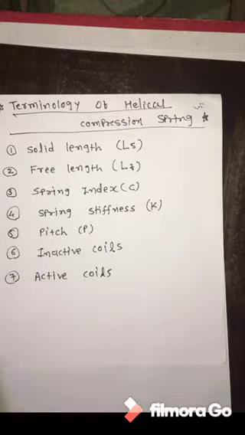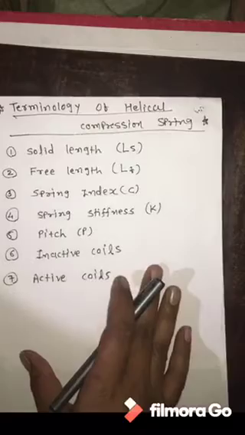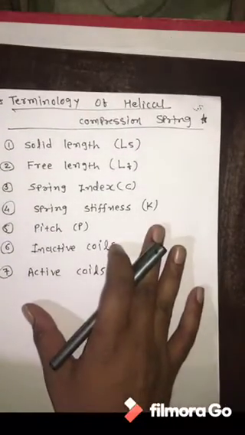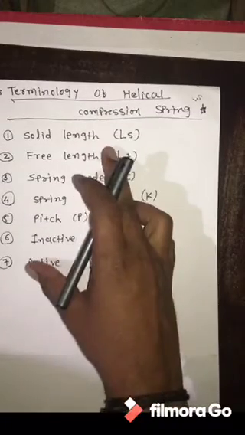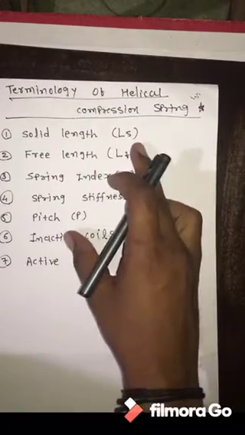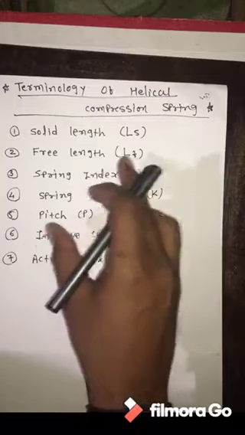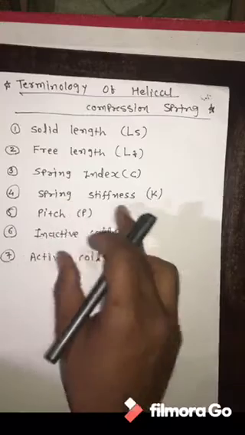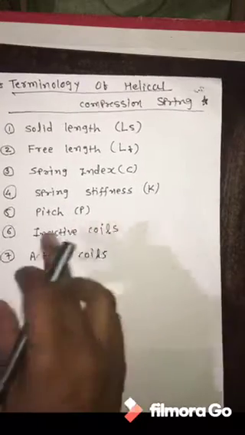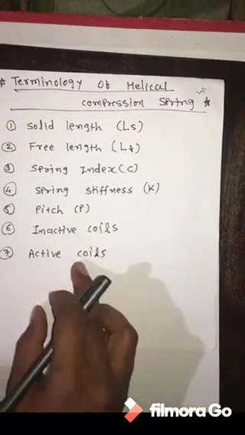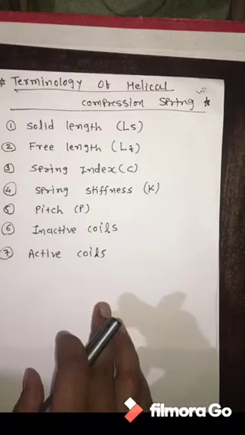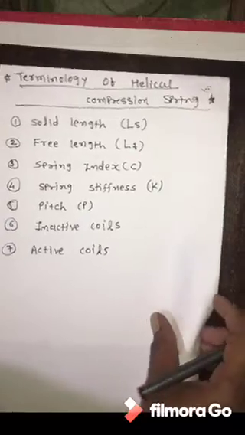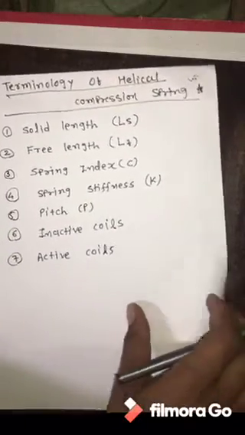Hello friends, here in this video we will see the terminology of helical compression spring. Here are many terminologies like solid length, denoted by LS, free length, denoted by LF, spring index, spring stiffness, pitch, inactive coil and active coil. So we will see them one by one, first one is the solid length.